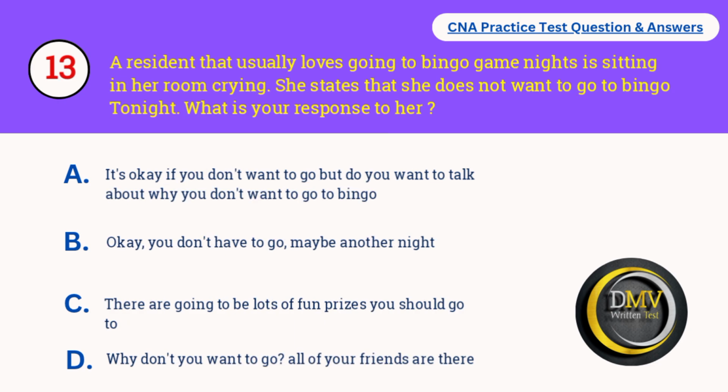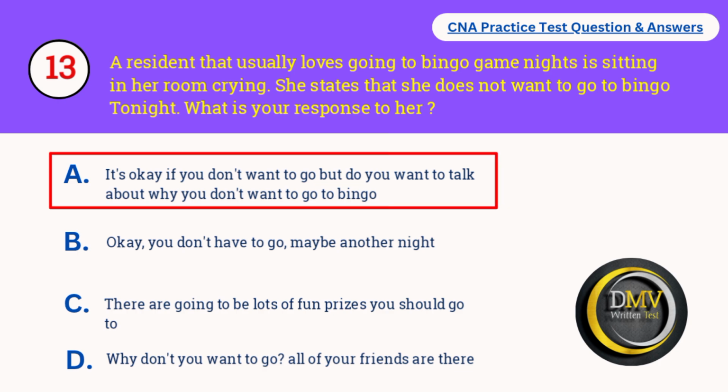Question 13. A resident that usually loves going to bingo game nights is sitting in her room, crying. She states that she does not want to go to bingo tonight. What is your response to her? A. It's okay if you don't want to go, but do you want to talk about why you don't want to go to bingo? B. Okay, you don't have to go, maybe another night. C. There are going to be lots of fun prizes, you should go. D. Why don't you want to go? All of your friends are there. Correct answer. A. It's okay if you don't want to go, but do you want to talk about why you don't want to go to bingo?